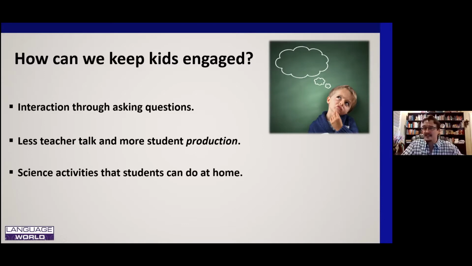And then a lot of these science activities can be done at home. Some of the materials might be specialized and they need to prepare them ahead of time, but many of the materials you could get the day of.